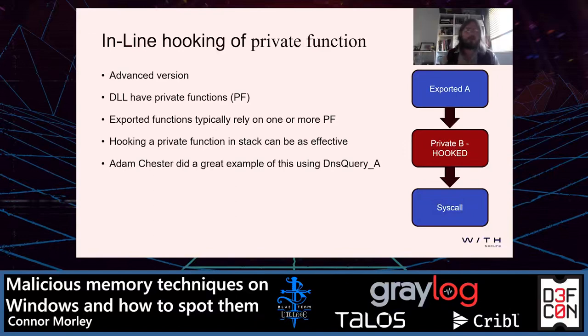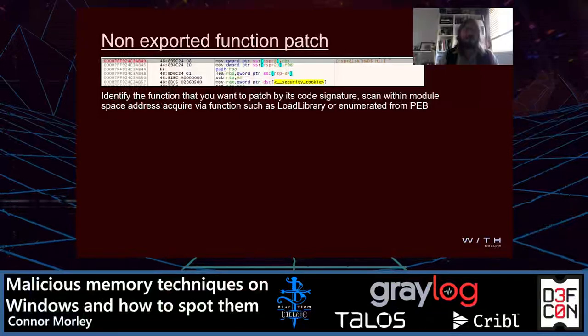So in this example, he identified that the private function he wanted had a specific code signature. By using LoadLibrary or enumerating the PEB, he found the base address, or the memory address, of where the module was loaded for that particular process, and then scanned the module's memory address space until he found the corresponding code signature, which gave him the base address for the function in that module.